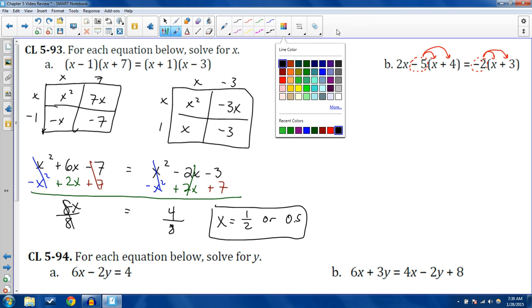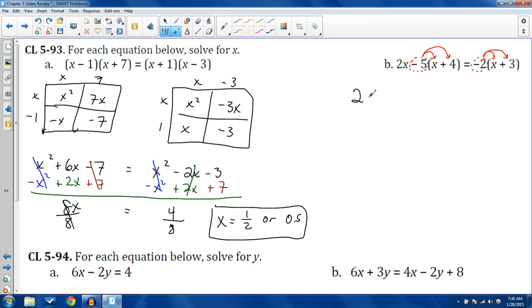Okay, so my next line will say 2x, this guy right here, and then I'm going to have negative 5 times x is negative 5x. Negative 5 times 4 is negative 20. So notice how this became a negative 20. A lot of people are going to put positive 20. I'm forewarning you to make sure you don't make that mistake. Negative 2 times x is negative 2x, and negative 2 times 3 is negative 6.